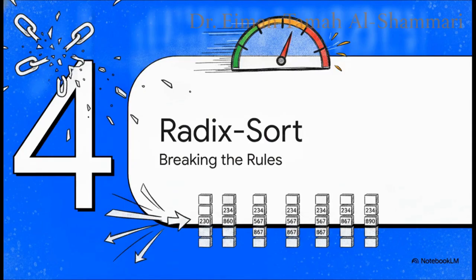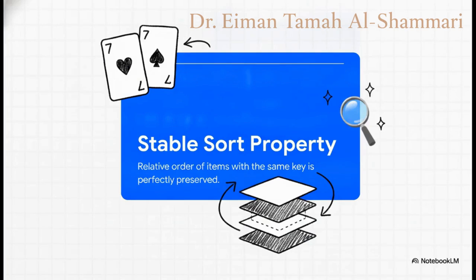Section 4. Radix-sort, breaking the rules. We are officially entering the wild territory of non-comparison-based sorting. Think about it. If you never ask, is x less than y, the n log n speed limit suddenly doesn't apply to you at all. But before we break the rules, we need a special tool called a stable sort.